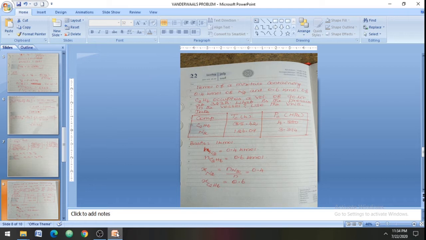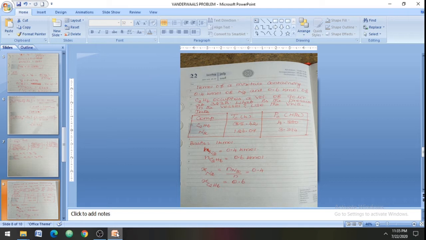Step number 3, solution. This is the major step. In this step, write the formula to solve the problem. So we need the mole fraction values, mole fraction of nitrogen and mole fraction of C2H6. Mole fraction of nitrogen is the individual moles of nitrogen to total moles. For this problem, total moles is 0.4 plus 0.6, that is 1. So mole fraction of nitrogen, x nitrogen, is equal to n nitrogen by n. n nitrogen is 0.4, n is 1. 0.4 divided by 1 is equal to 0.4.